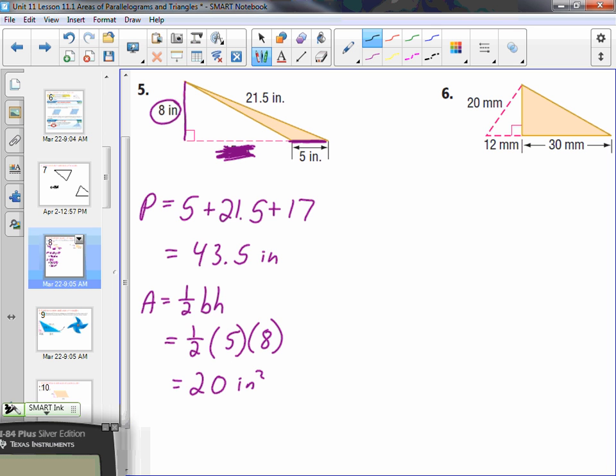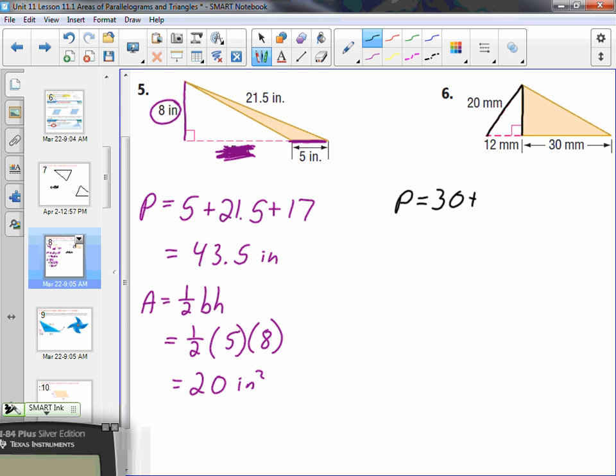Number 6. Okay, let's get that perimeter. Well, they only give me the length of one side. 30 millimeters is the only side length they give me. So I'll start there. 30 plus. Okay, it's going to take me 2 steps to get this, it'll take me a while.